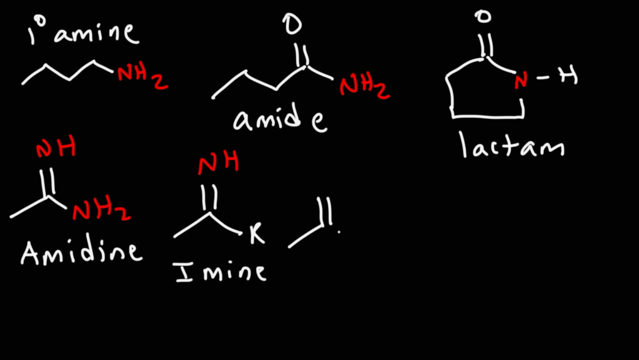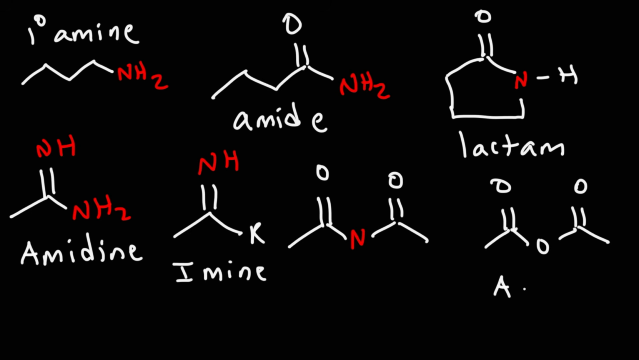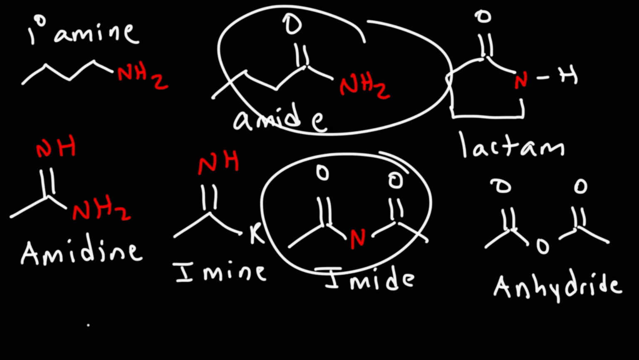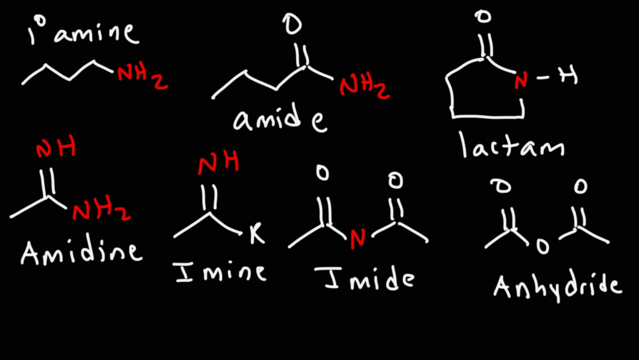Now, what if we added another carbonyl group to the amide functional group? So where the nitrogen is in the middle. What is that? Notice that it looks very similar to this. So if it's an oxygen in the middle, this is called an anhydride. But if you have a nitrogen in the middle, this is called an imide. Very similar to an amide, but you just have two carbonyl groups instead of one. So that's an imide.